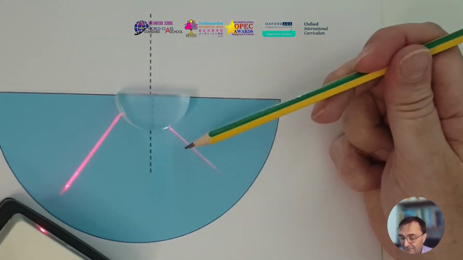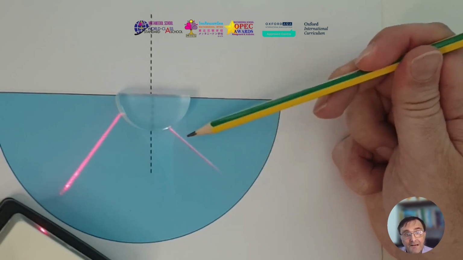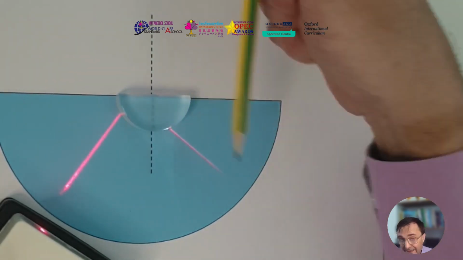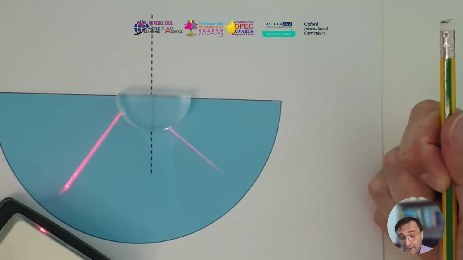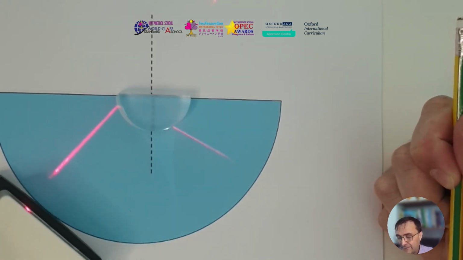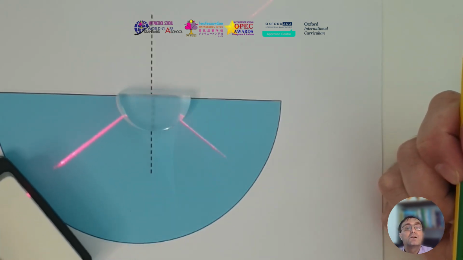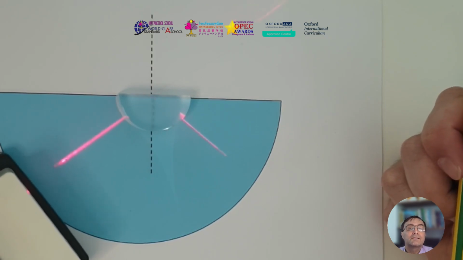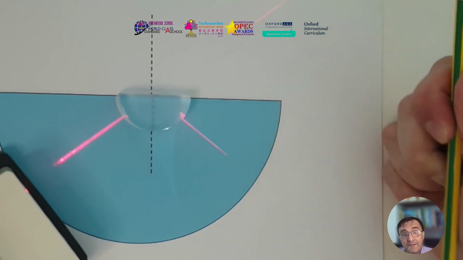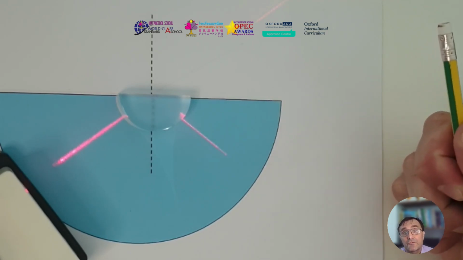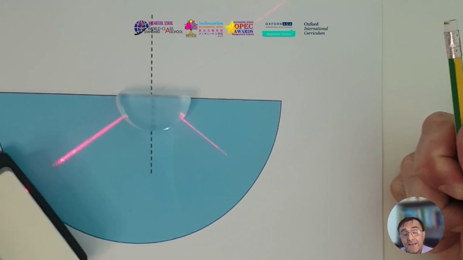But if you look what happened now, most of the light is coming back. It's being reflected from the edge of the block. And if I move it around even further, you can now see that nearly all the light is coming back through the block. This is called total internal reflection.